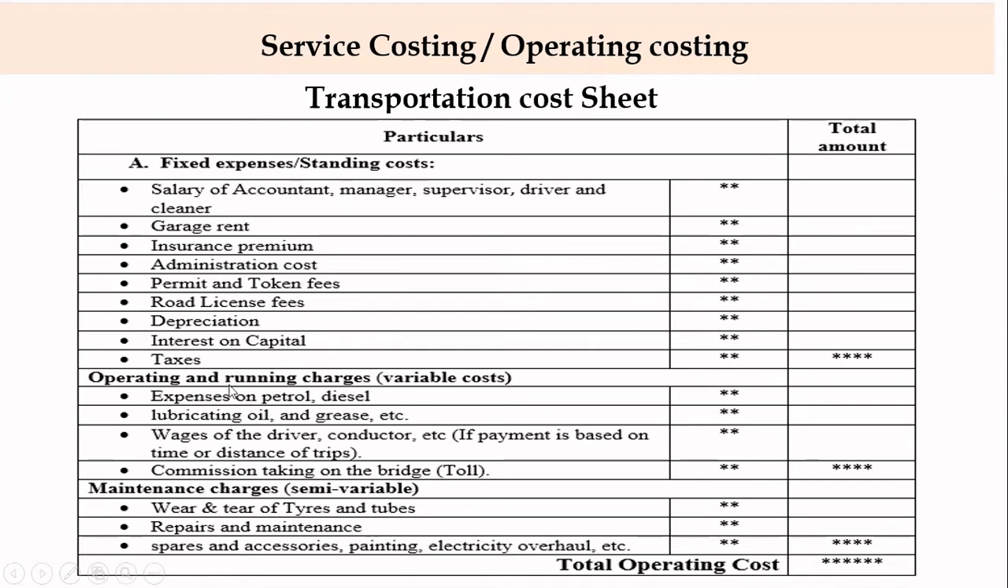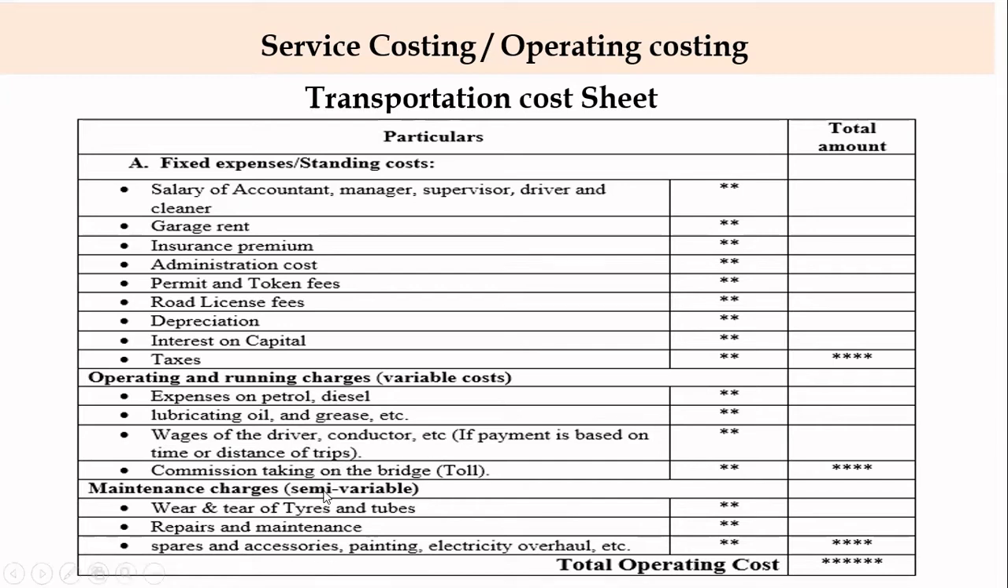And the second one is operating or running charges or variable costs. Those are expenses on petrol or diesel, lubricant oil and grease, etc. Wages of drivers, conductors, if payment is based on time or distance of trips, commission taken on the bridge or toll. So these are the expenses which are incurred when bus or trucks run. If they don't run, these expenses will remain zero.